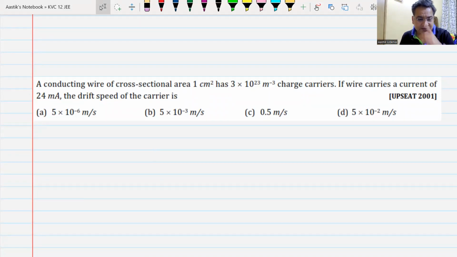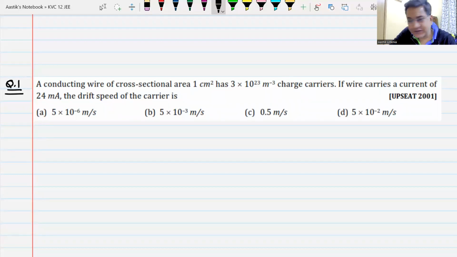This is the question that I am presenting to you. A conducting wire of cross-sectional area, remember, you have to look at the units, 1 centimeter square, has 3 into 10 raised to the power 23 per meter cube charge carriers. If the wire carries a current of 24 milliamps, what is the drift speed of the carrier? I'll give you 2 minutes to solve this problem.